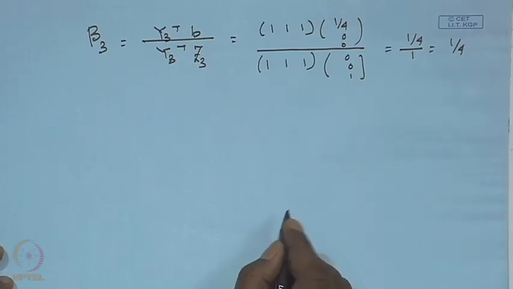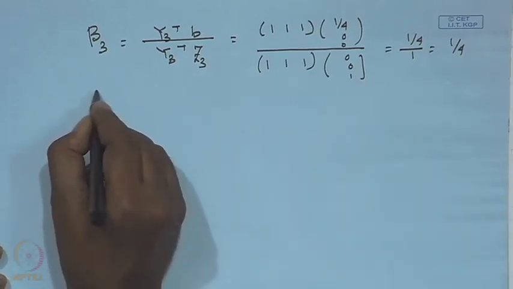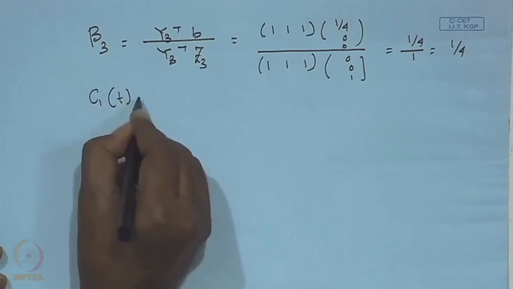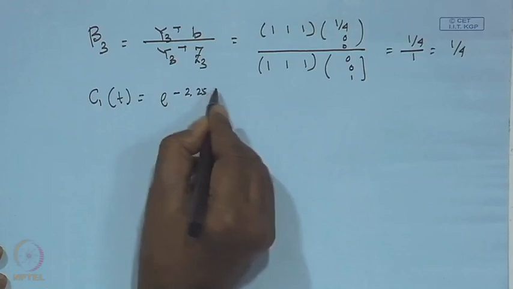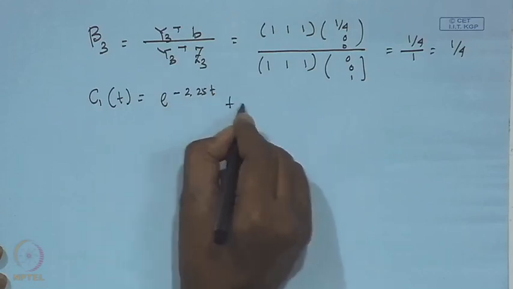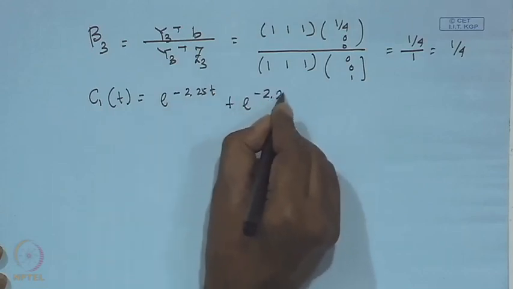So, now you are in a position to get the coefficient C_1(t). C_1(t) will be e to the power minus 2.25 t plus e to the power minus 2.25 t.